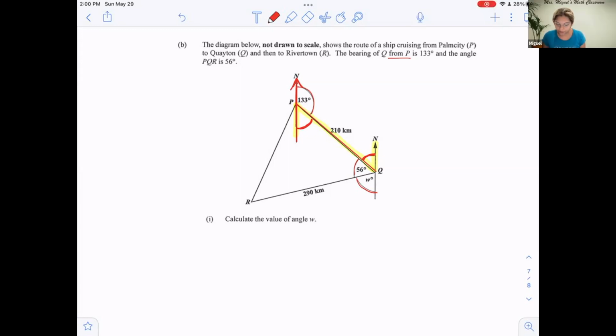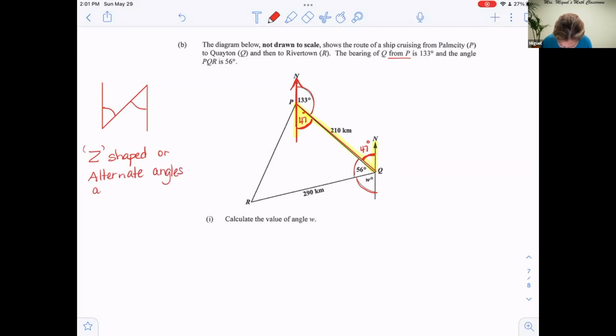All right, let's hear what you have. Brittany, what answer do you have here for that little piece in yellow? 180 minus 133, how much is that? 47. Very good. So therefore this angle is 47, and let's write down this. So I draw my diagram here and write: Z-shaped or alternate angles are equal.